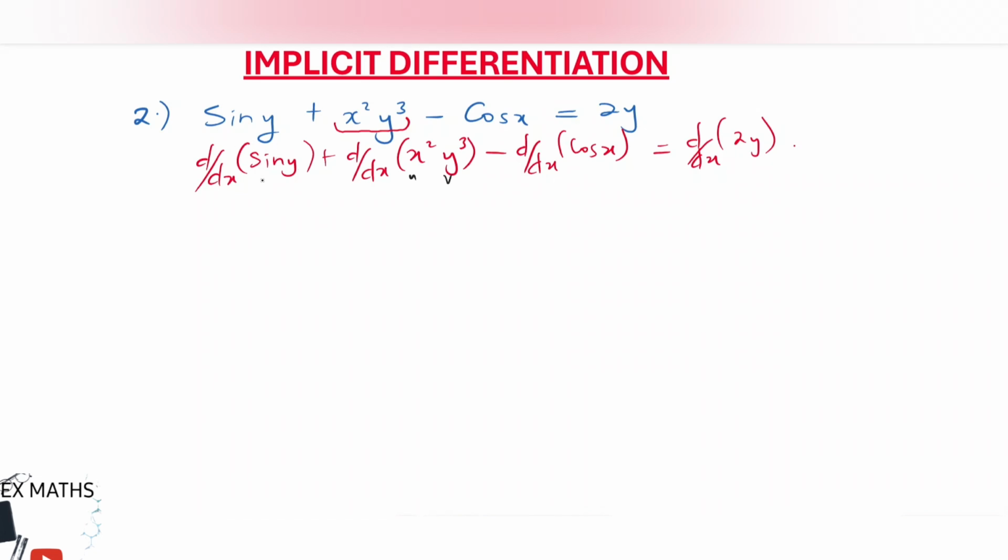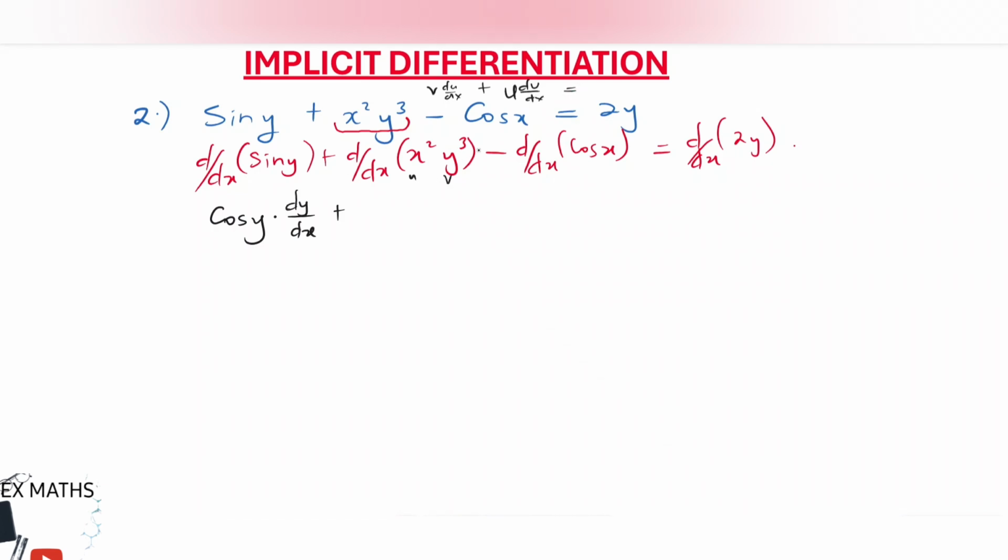So the derivative of sine is cos, so we're going to get cos y, but we are differentiating with respect to x, so we'll be having our dy dx here plus, then this d dx, we are going to apply the product rule. Let me write it here. It is v du dx plus u dv dx.